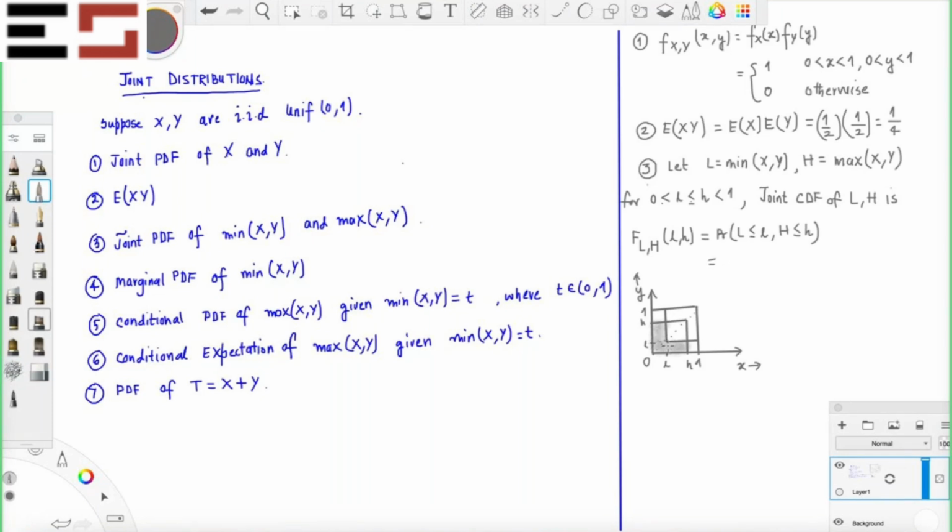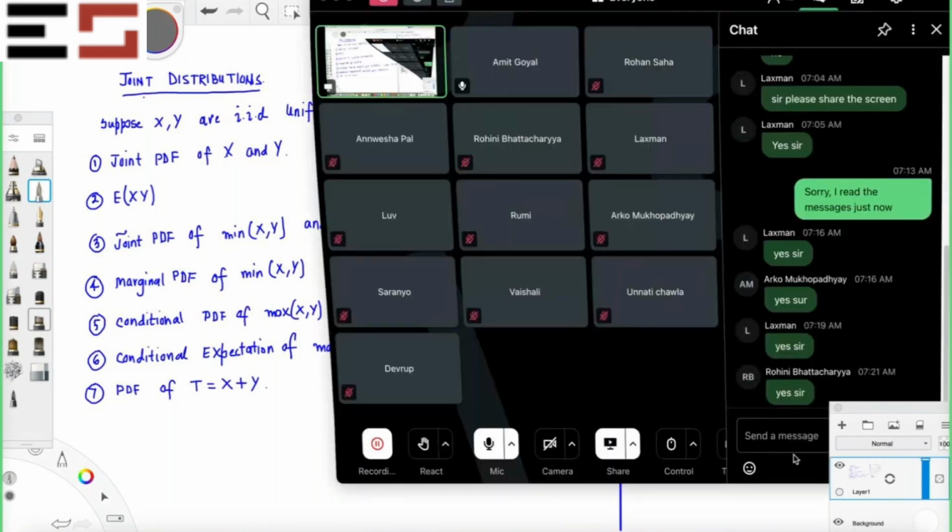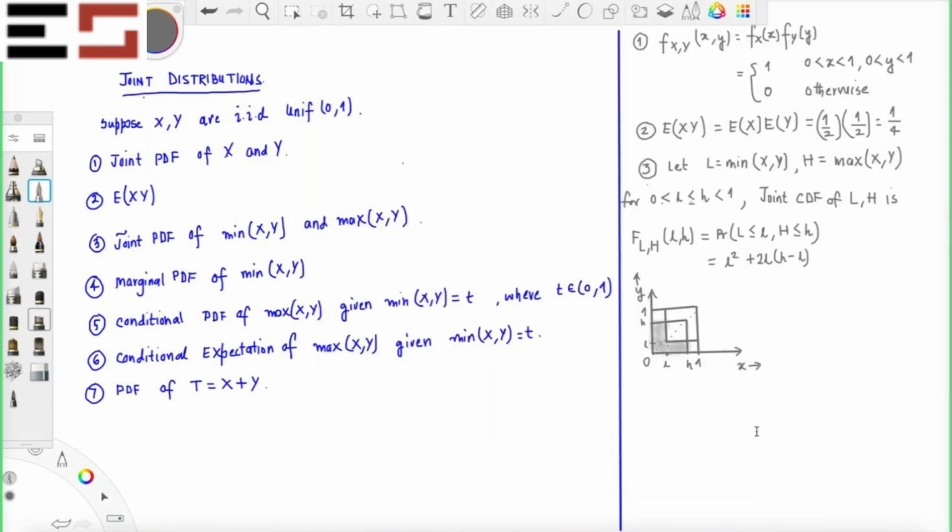So this is L square. This is L square. Okay, and this is H minus L times L. And this is also H minus L times L. Right? Yes or no? Have you understood this? Okay. So this is the joint CDF.